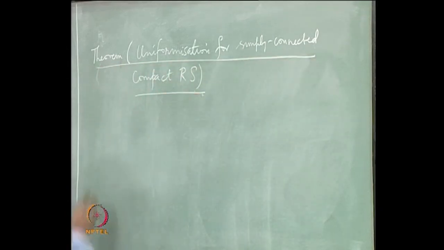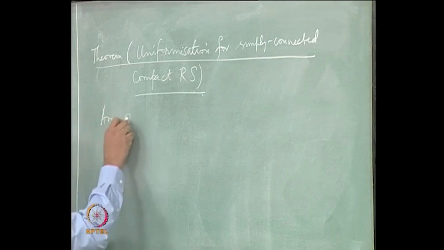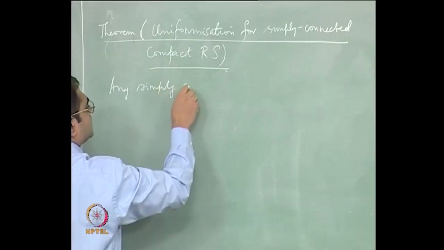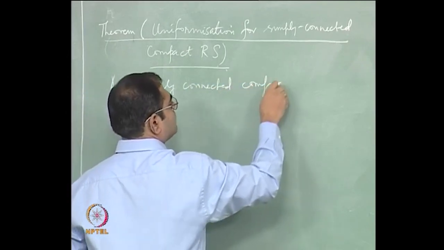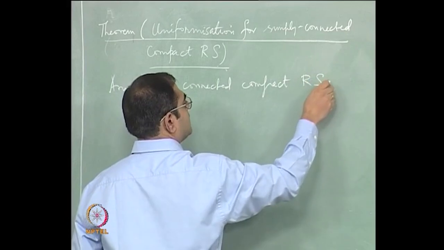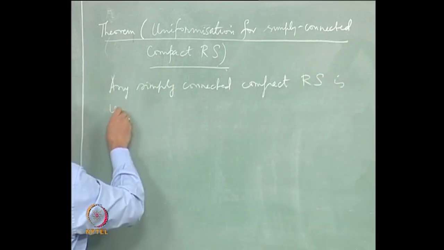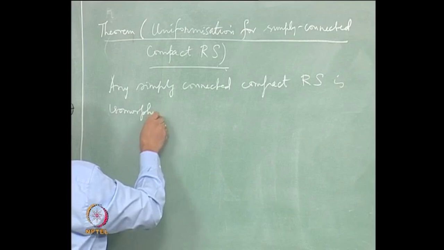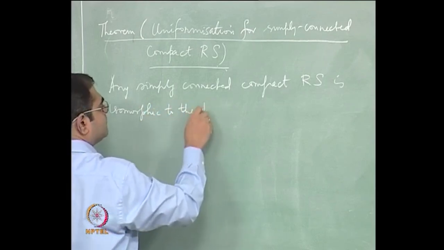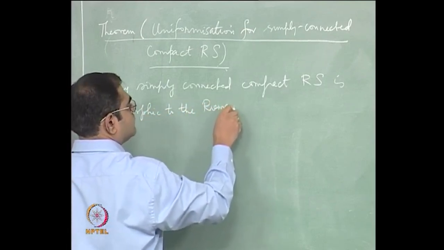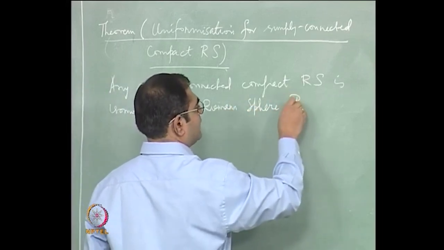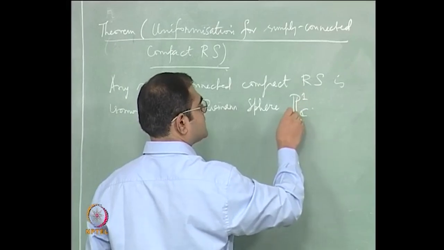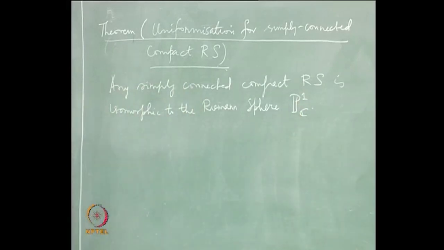So what does this say? It says any simply connected compact Riemann surface is isomorphic to the Riemann sphere, which I will denote as P1 of C, for reasons I will explain later.